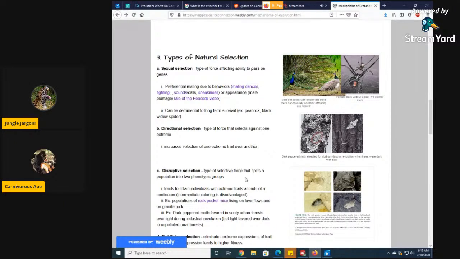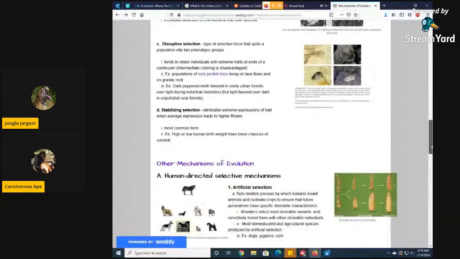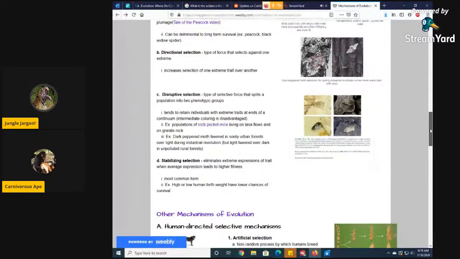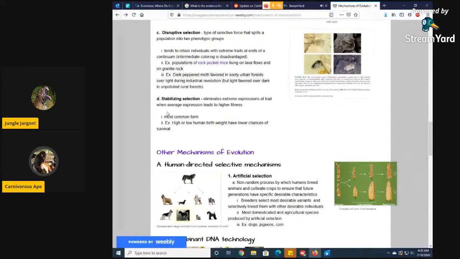Disruptive selection, a type of selection force that splits the population into two phenotypic groups. Stabilizing selection tends to retain individuals without extreme traits. Okay, the disruptive selection is the dark peppered moth example. One population goes one place and another population goes another place, and they're separated. The third example is the peppered moth in Britain, the darker colored ones survived over the lighter colored ones because of the soot in the air.